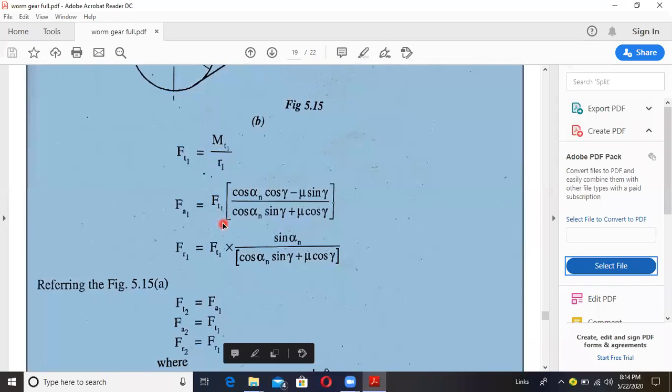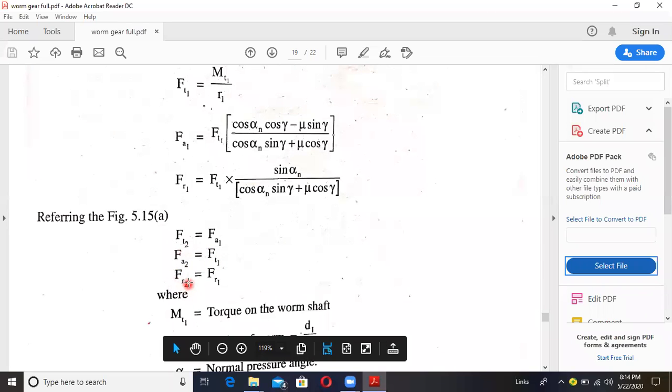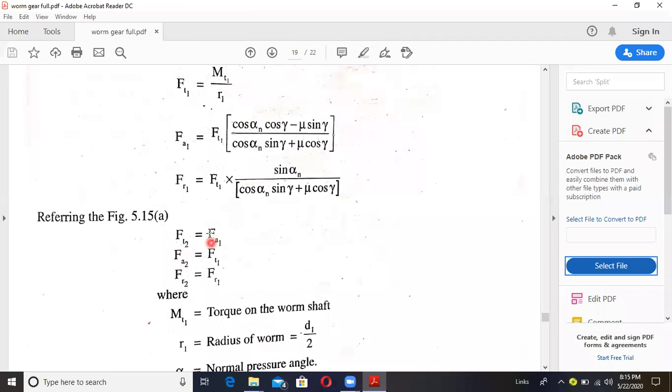Same thing, we have other formulas for the forces acting on the worm wheel. So Ft2 is the tangential force acting on the worm wheel, that is equal to Fa1. Fa2 is the axial force acting on the worm wheel, that is equal to Ft1. Fr2 is the radial force acting on the worm wheel, that is equal to Fr1. So already I told that the forces acting on the worm wheel are equal and opposite to the forces acting on the worm. Therefore, these are the formulas we are going to use to calculate the forces on the worm and the worm wheel.